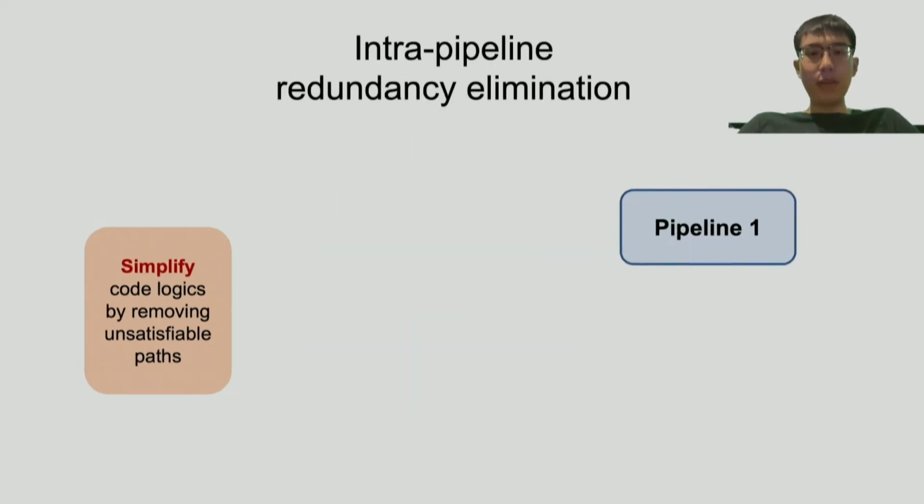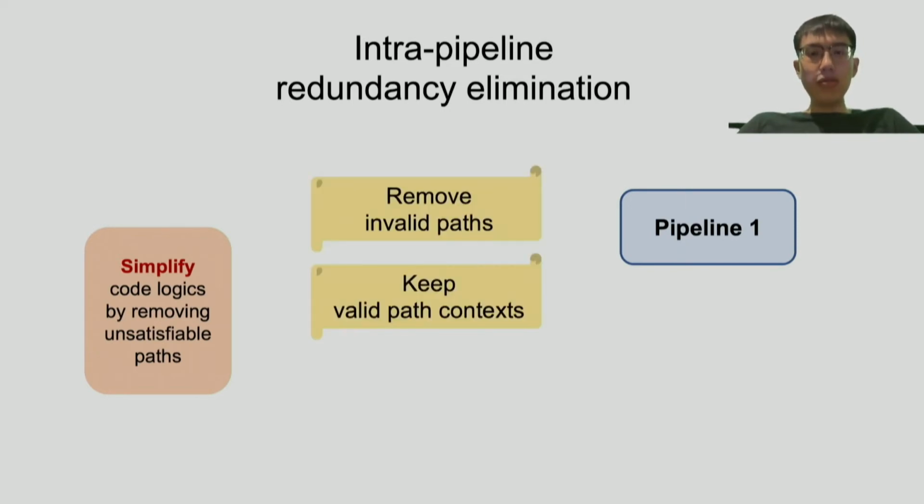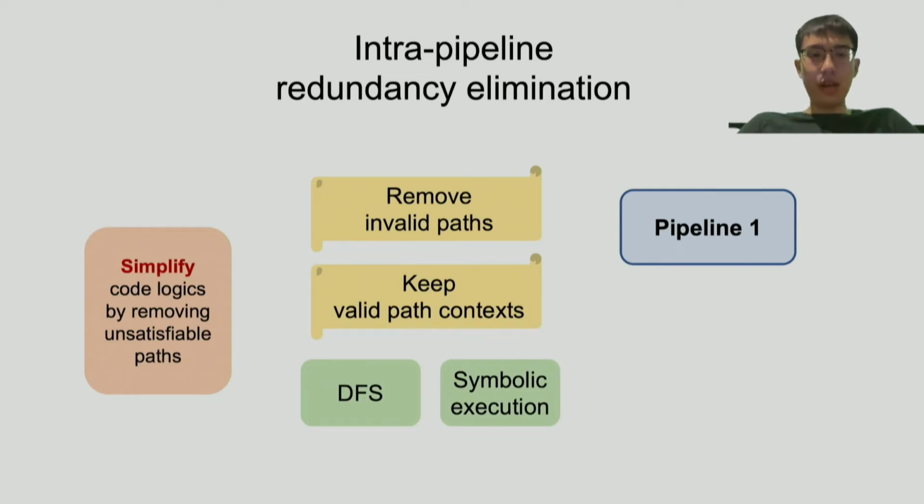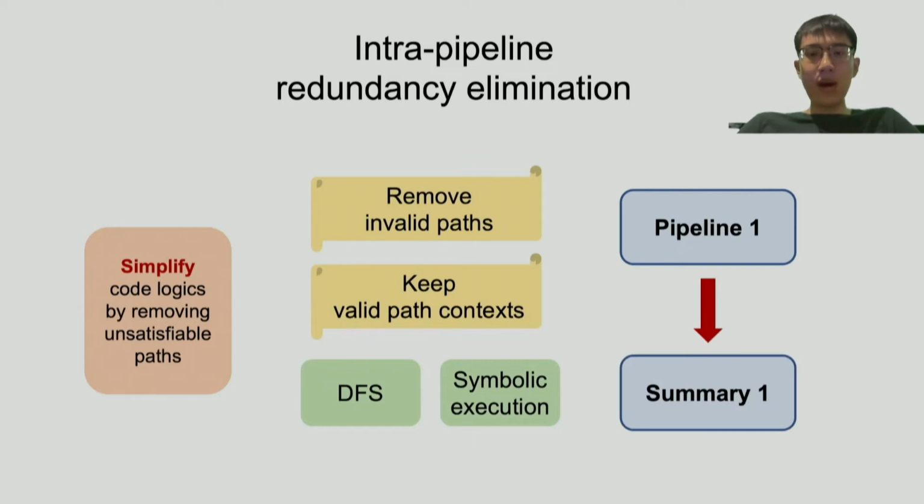Firstly, we use the intra-pipeline redundancy elimination technique to simplify Pipeline 1. Intra-pipeline redundancy elimination is to remove invalid paths inside the pipeline. It should also keep all valid paths and their contexts. Meissa leverages the DFS on the pipeline CFG, and meanwhile, a symbolic execution to collect the contexts. After the DFS, all invalid paths are removed, and valid paths are rewritten by combining their predicate nodes and action nodes into summaries. Thus, Pipeline 1 is simplified into a compact summary.